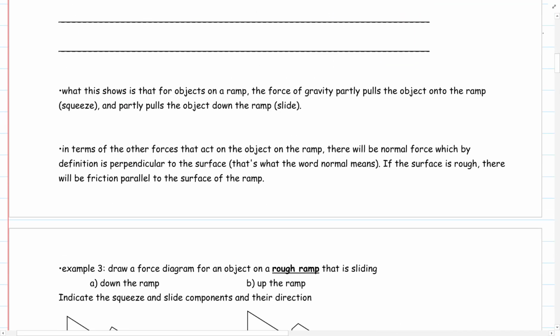What this shows is that for objects on a ramp, the force of gravity partly pulls the object onto the ramp, the squeeze, and partly pulls the object down the ramp, the slide. In terms of the other forces that act on the object on the ramp, there will be a normal force, which by definition is perpendicular to the surface. That's what the word normal means. And if the surface is rough, there will be a frictional force, which is parallel. So, by the way, the force of friction is always perpendicular to the normal force. Always.